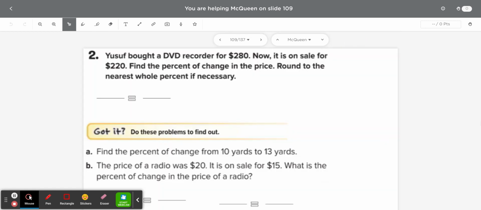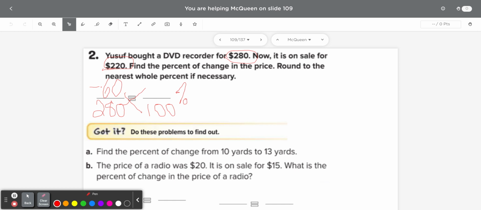Okay. So Yusuf buys a DVD recorder for $280. That's the original amount. Okay. And so $280 goes on the bottom. If I were to pay that back in whenever, that would have been 100% of the price. Okay. Now it's on sale for $220. What happened? Well, 280 minus 220 means it went down $60. Okay, so if it went down $60, this percent I get up here is going to be the percent that it went down. And it says round to the nearest whole percent if necessary.